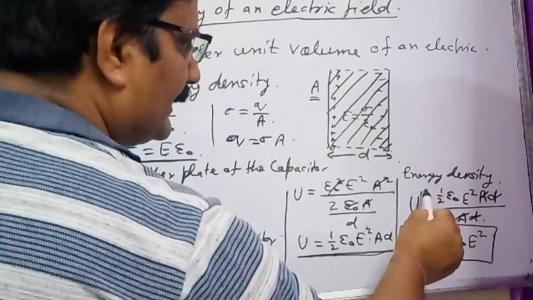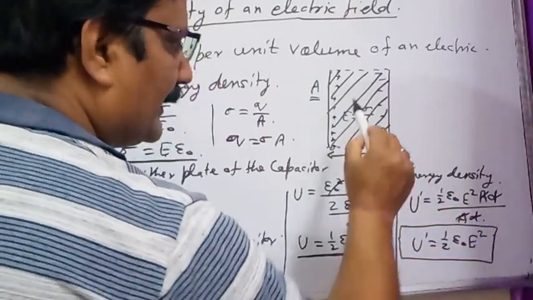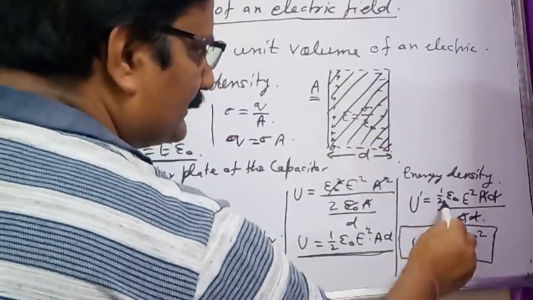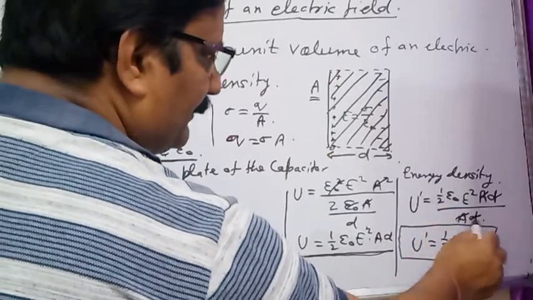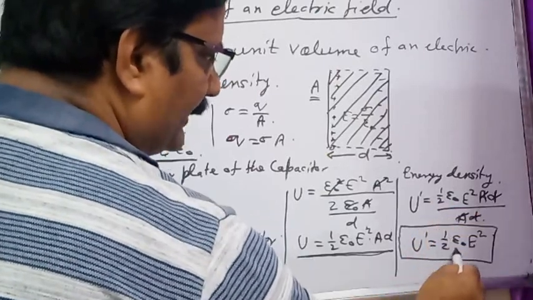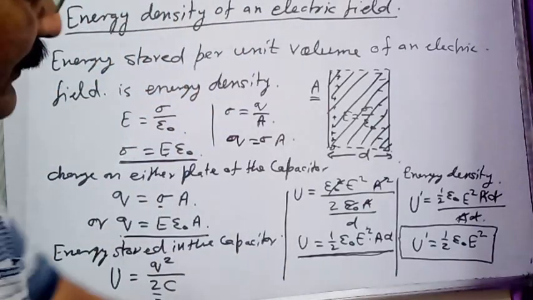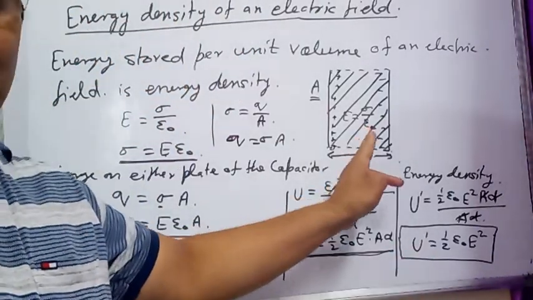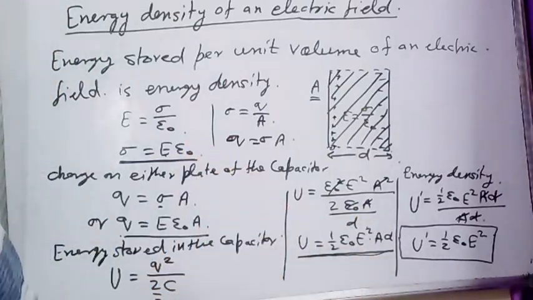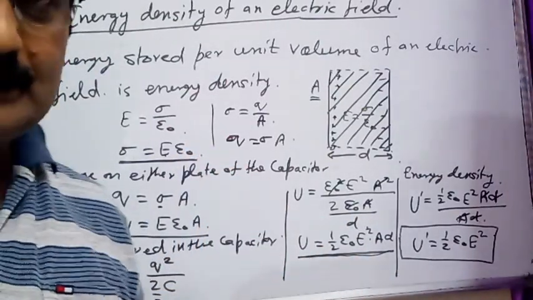So what is the energy stored per unit volume of the capacitor? U dash equals energy stored divided by volume. Volume cancels, leaving half epsilon naught into E square. So this is the value of the energy density of the capacitor, or the energy density of the electric field between the plates of the capacitor.